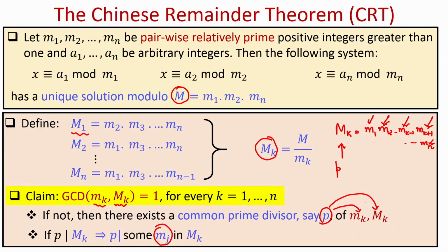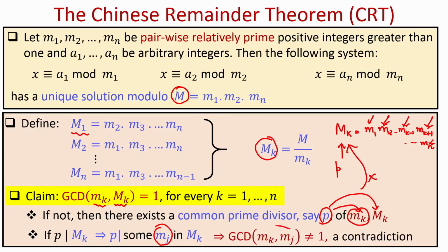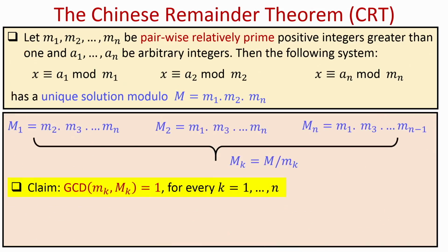Now, this m_j is definitely different from m_k, because this small m_k is not present in this capital M_k, right, it is not present. So, that means now I have obtained a pair of small moduli m_k and m_j which are not co-prime, because p is a common divisor of both m_k and m_j, which is a contradiction to the fact that the n small moduli which are given to us are pairwise co-prime. Okay. So, that is a proof of this claim. So, I am retaining this claim here.